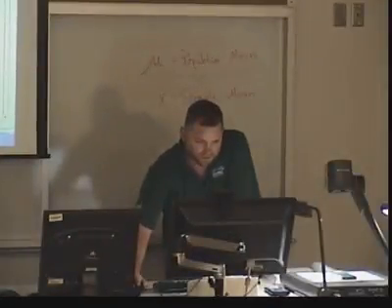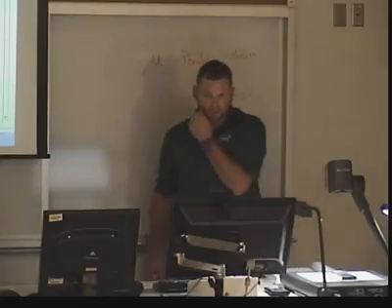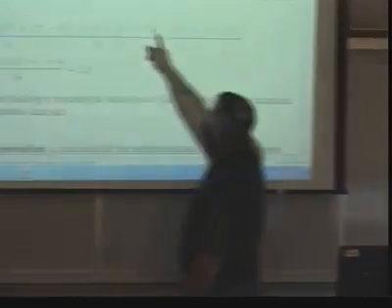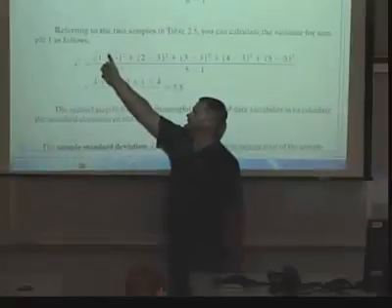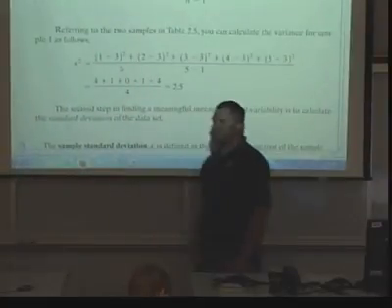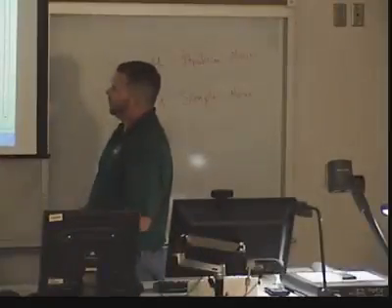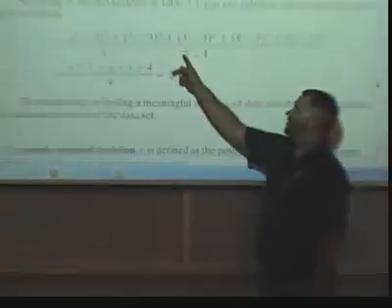Referring to the two samples in table 2.5, you can calculate the variance for sample 1 as follows. This is from the previous page. Sample 1 had 1, 2, 3, 4, 5 as the observations. So here our variance would be 1 minus 3. Remember, this value was negative 2, but when you square it, it becomes positive 4. So 4 plus 1 plus 0 plus 1 plus 4, because 5 minus 3 is 2, 2 squared is 4. And then over 5 minus 1, because there were 5 observations.